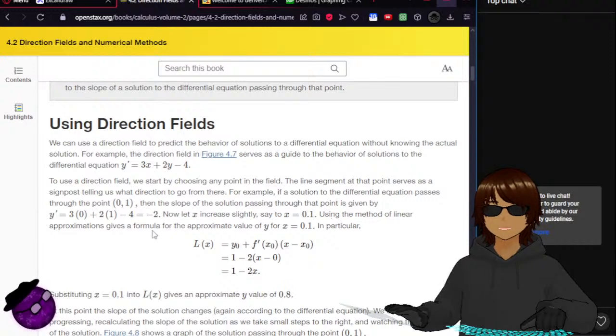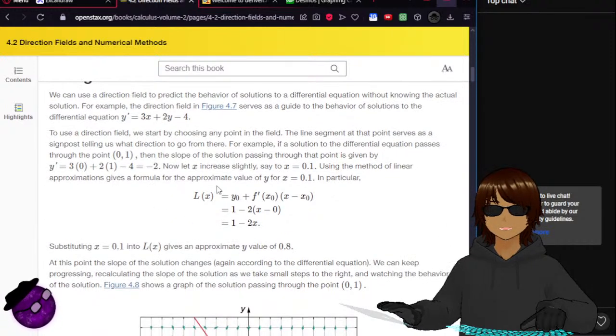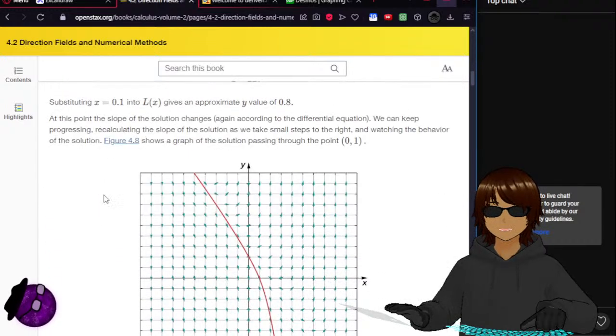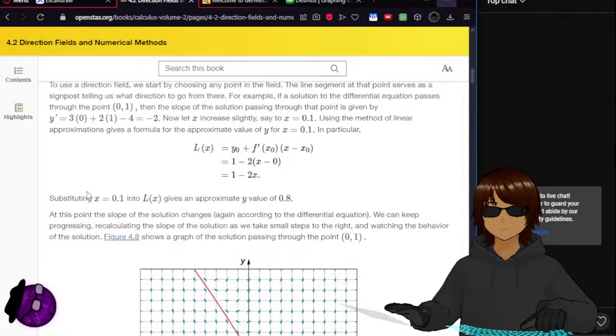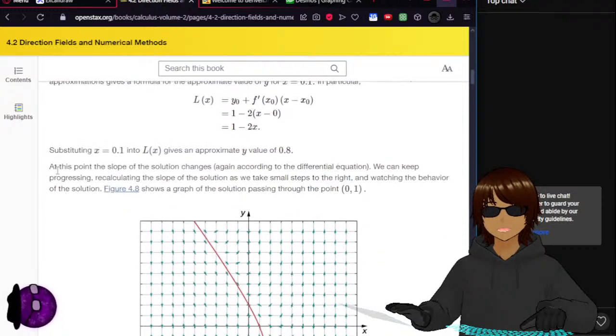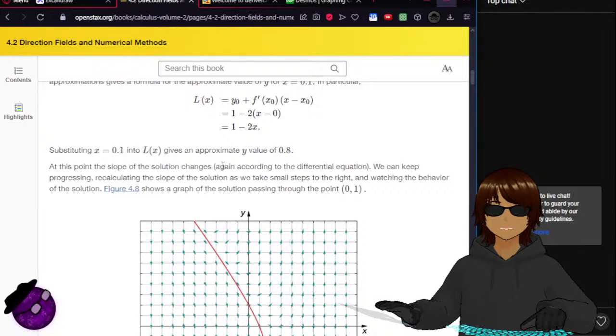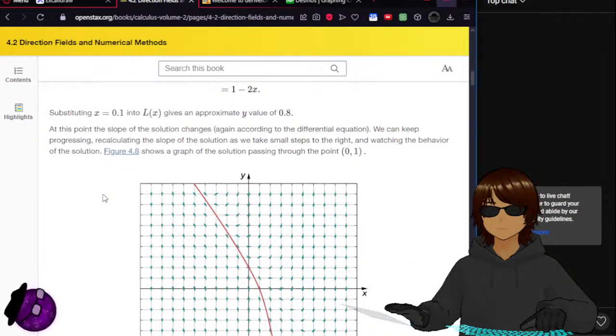Using the method of linear approximation gives the formula for the approximate value of y. At this point, the slope of the solution changes again according to the differential equation. We can keep progressing, recalculating the slope of the solution as we take small steps to the right and watching the behavior of the solution.